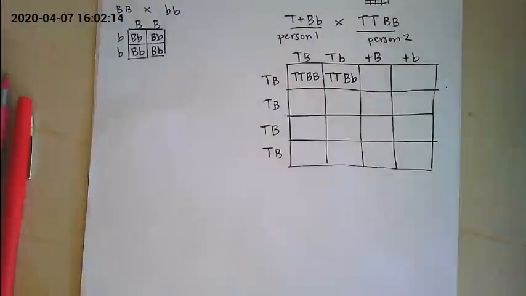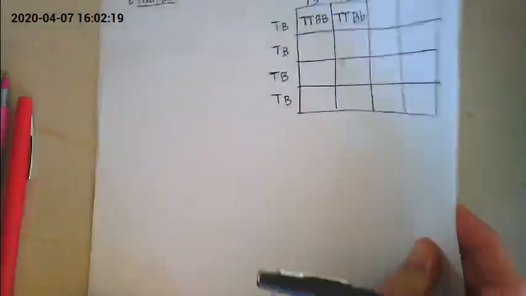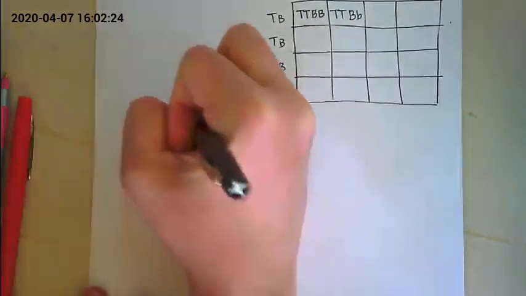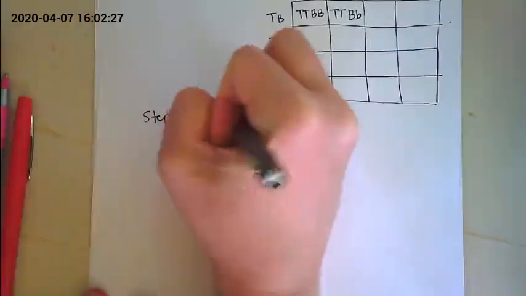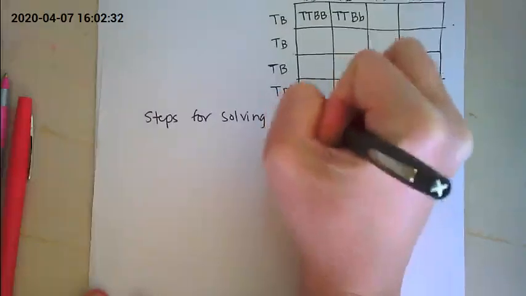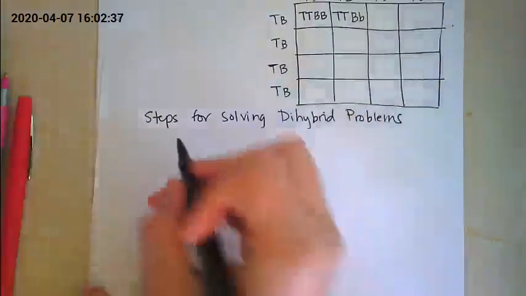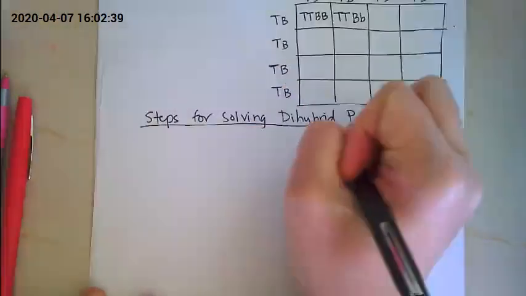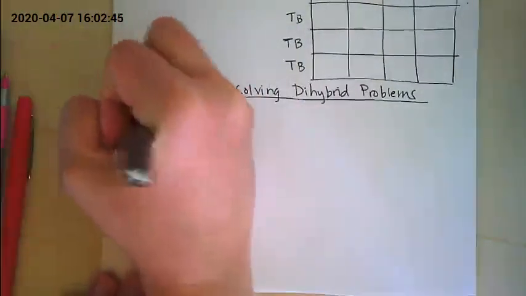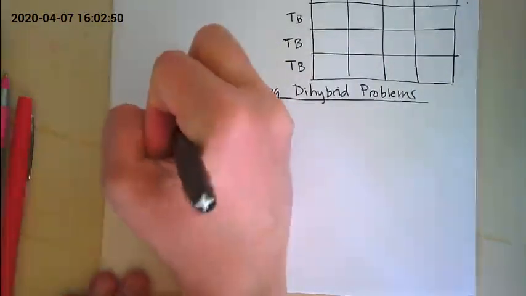We're going to now break down the steps for solving dihybrid problems. Let's write that. Steps for solving dihybrid problems. Step 1: Read the question and assign alleles.